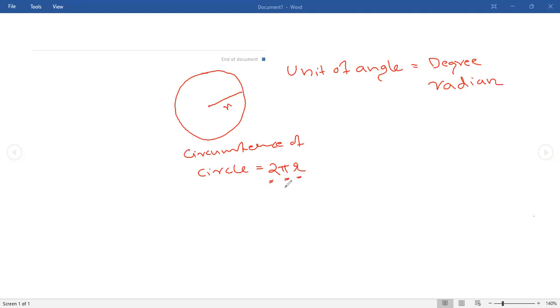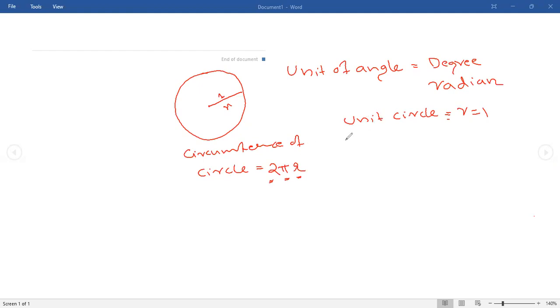What is the value of pi? You know it very well. And r is the radius. If you are looking at a unit circle, what is a unit circle? In a unit circle, the radius will be equal to 1.